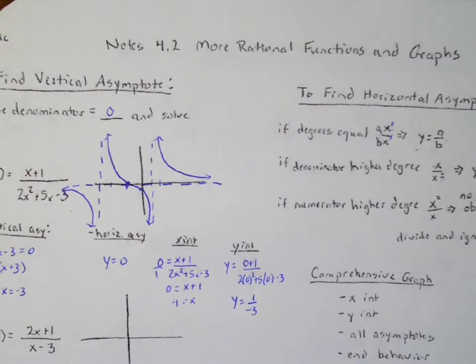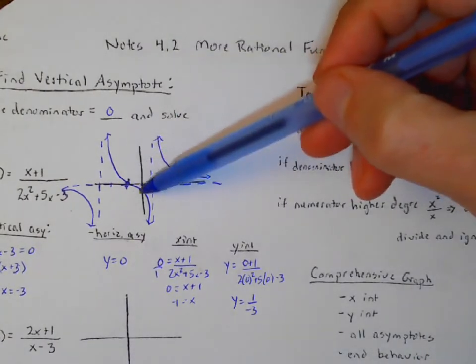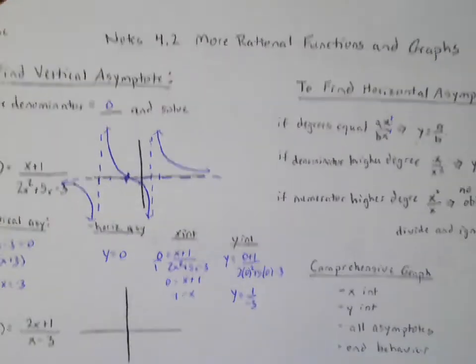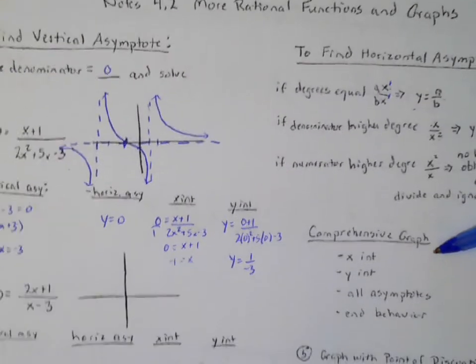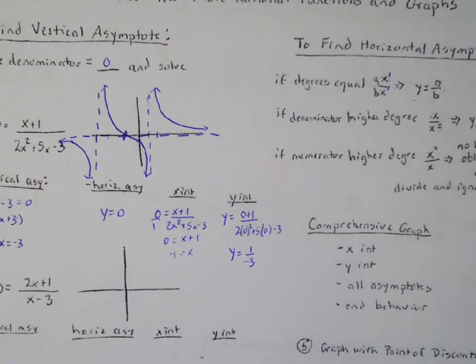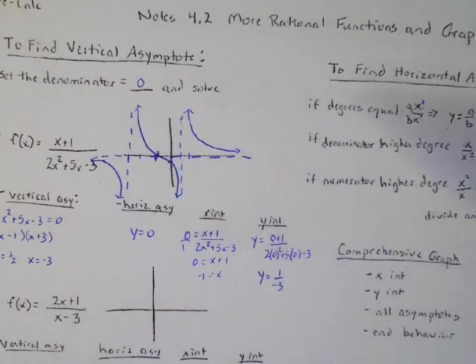Okay, so there we have our graph. We have our x-intercept, y-intercept, and all of our asymptotes we're looking for there. That's when they ask for a comprehensive graph. That's what they're looking for: the x-intercepts, the y-intercepts, all the asymptotes, and the end behavior. So looking at end behavior there as well.